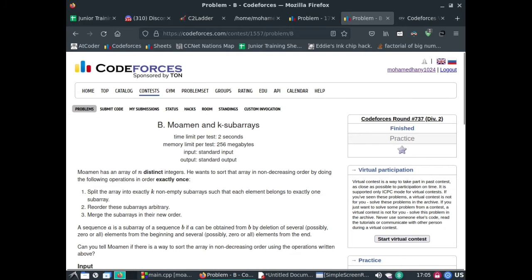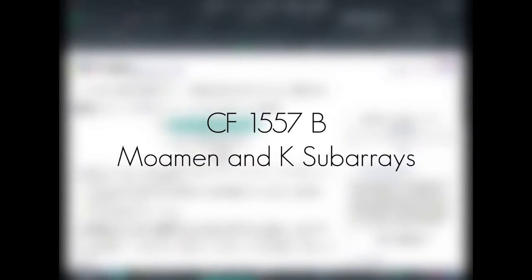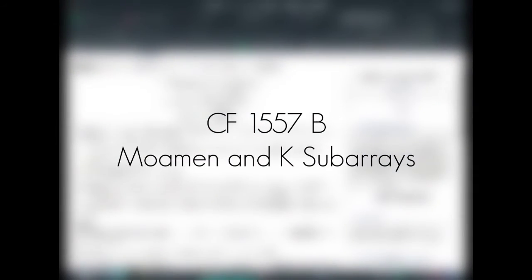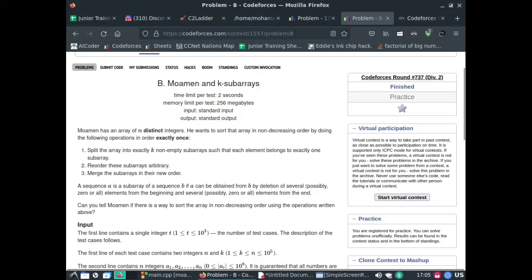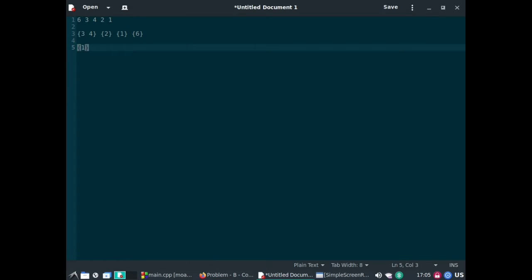Today I'm going to be sharing my solution to Codeforces problem Moamen and K subarrays. I hope that you've read the problem statement first before seeing this video, but basically the problem says that we have an array of n integers and an integer k, and we're asked, is it possible to sort this array by dividing it into k subarrays and then rearranging those k subarrays?